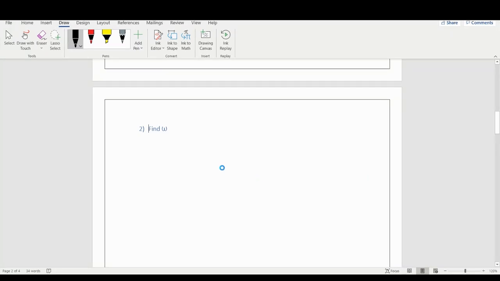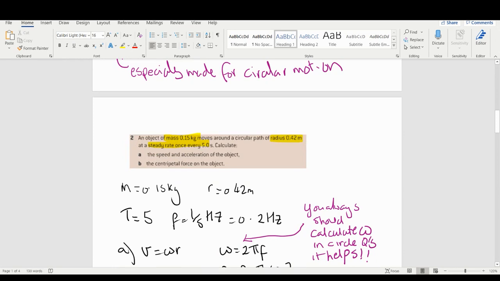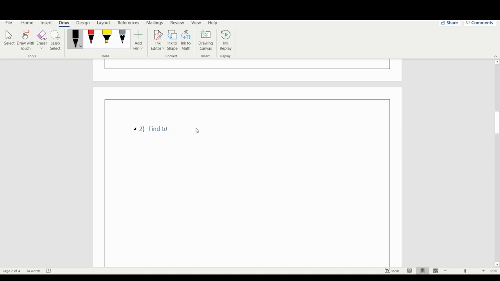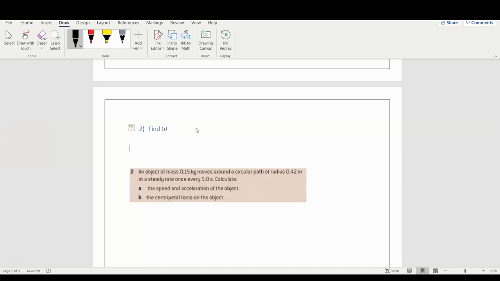So there it is. So let me just grab this question here. This is a question from an example here. So what I mean by finding omega is finding, like we said before, the angular speed, which is going to be 2 pi f or 2 pi over T.